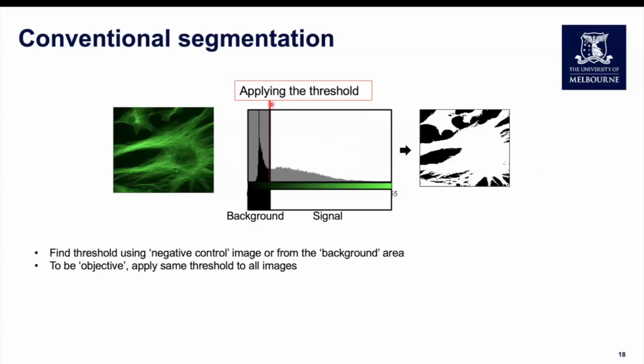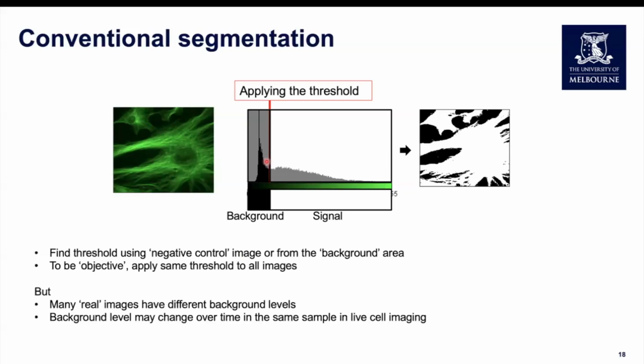But the question is, where should you put that threshold limit? Often we suggest that you use a negative control or look at the intensities in a background area to try and define what that threshold should be. And really, to be objective, you should try and apply the same threshold to all of your images if possible, but that's not always possible. So very often you'll find real images have very different background levels. You know, your background may change over time within the sample if you're doing live cell experiments.